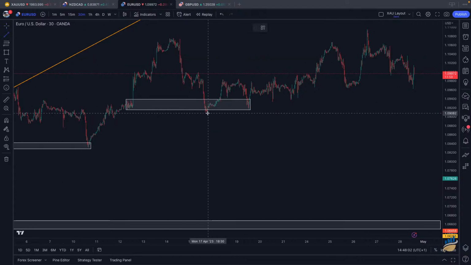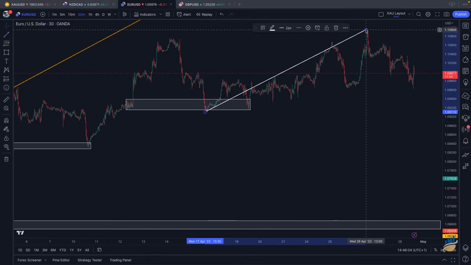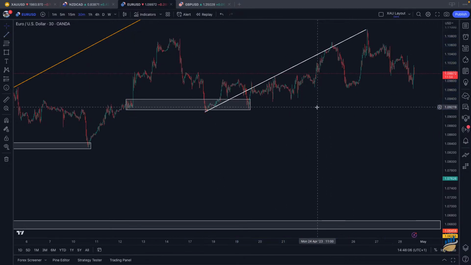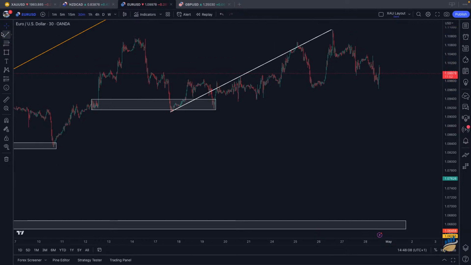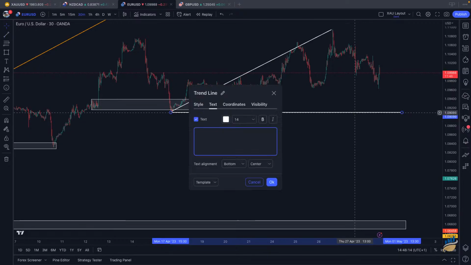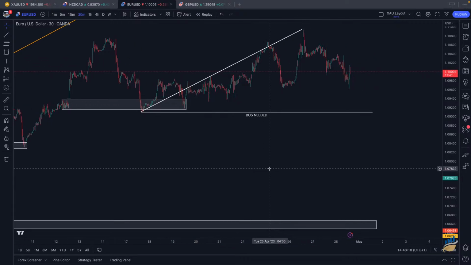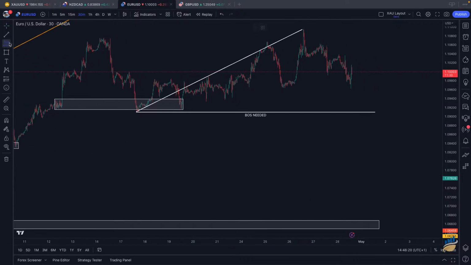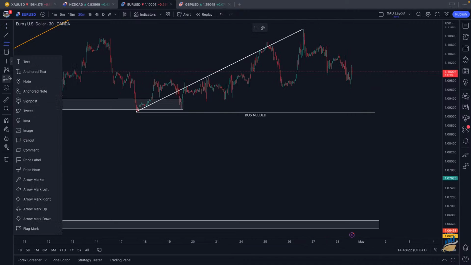So we look at this as the last impulse that took us higher, this to this. What we would want to see realistically is for this low to be broken. So a BOS would be needed here. This would confirm further bearishness. With us having the confirmation of further bearishness in this market, we can then look to go short.